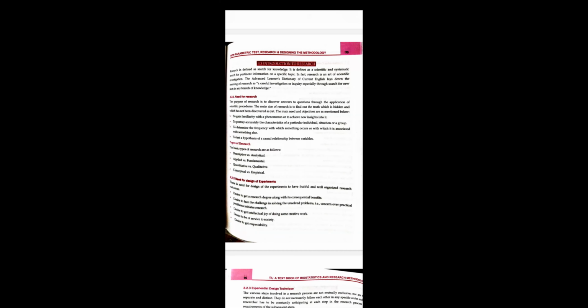Fourth, to test the hypothesis of a causal relationship between the various variables. We should find out the causal relationship between the various variables.